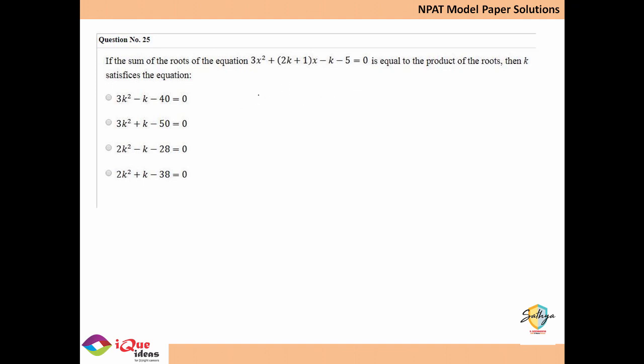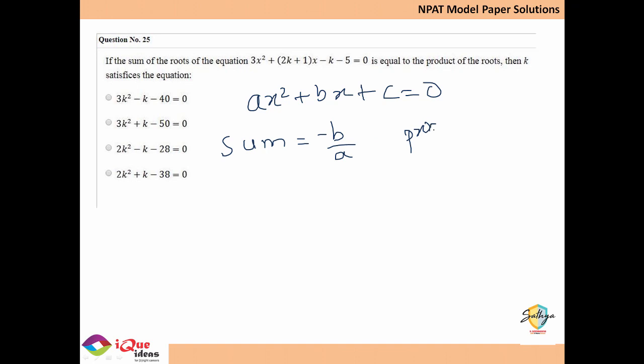the roots. Now remember, whenever we have an equation in the form ax square plus bx plus c is equal to 0, then the sum of the roots is given by minus b by a and the product of the roots is given by c by a. So here it's given that the sum of the roots is equal to the product of the roots.